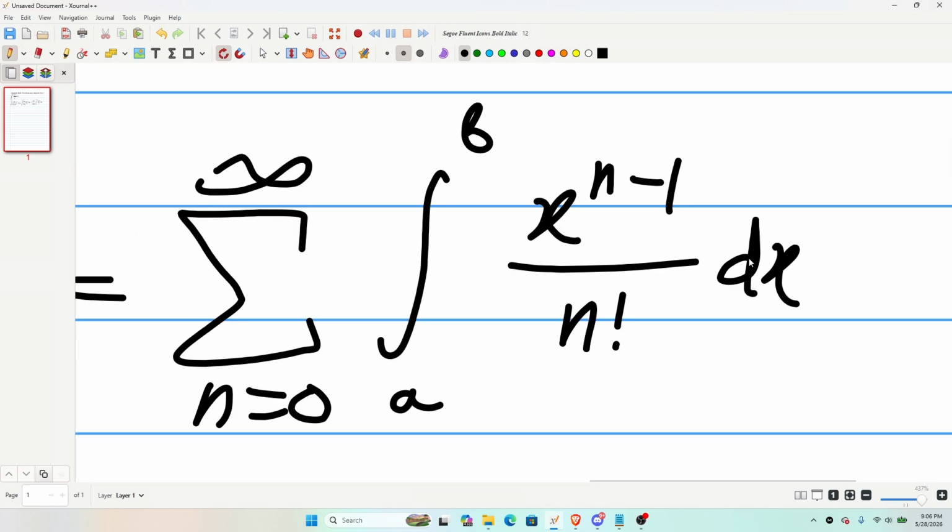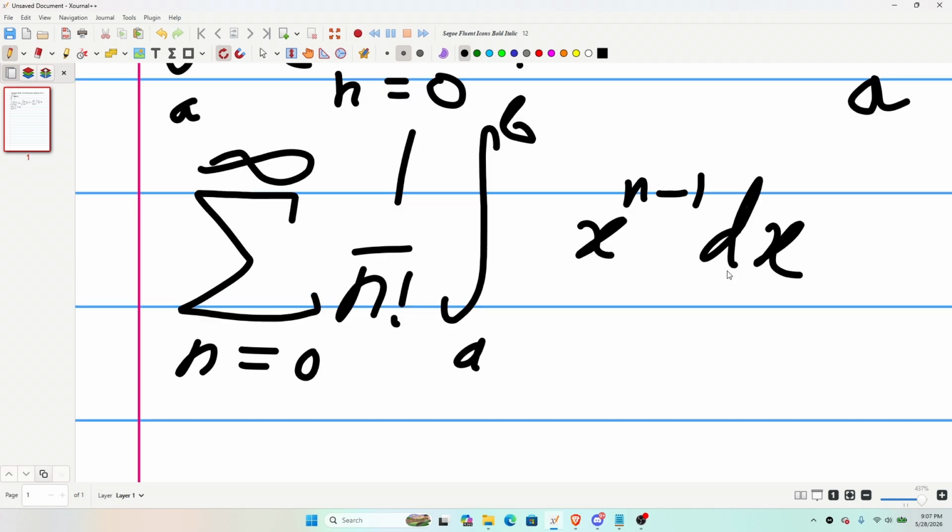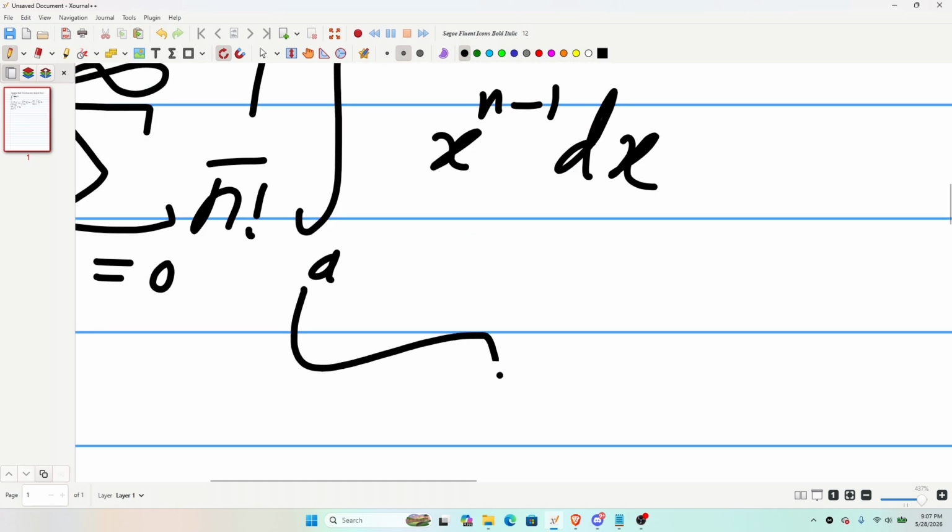This gives us the sum from n equals 0 to infinity of the integral from a to b of x to the n minus 1 over n factorial dx. The division of n factorial is not in terms of x, so we can pull that out. So now we have the sum from n equals 0 to infinity of 1 over n factorial times the integral from a to b of x to the n minus 1 dx. And then we use the power rule to evaluate the integral.